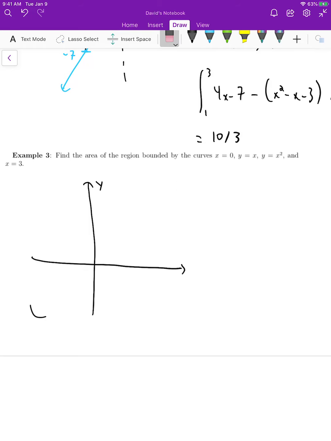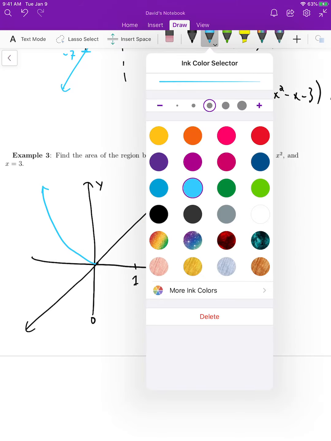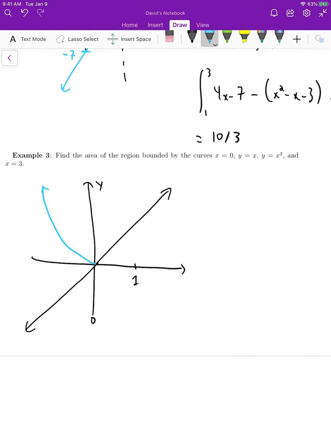And actually, let me make it go through the origin for real. Y equals x is like this. And then y equals x squared is like this. Again, we already have this picture. So before, we went from x equals 0 to x equals 1 because it just said the region trapped by those curves. But now it says to go from x equals 0 to actually x equals 3. And let me actually flatten this out a little bit so it looks a little nicer.